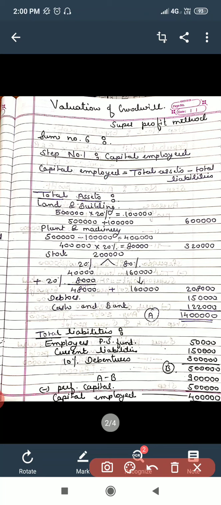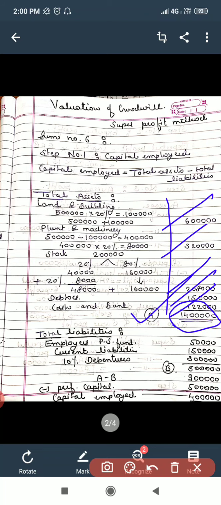That is why now we will take the total of land and building, plant and machinery, stock, debtors and cash. If you get the total of all these, you will get a total of rupees 14 lakhs, which we will name as A, that is our total assets.